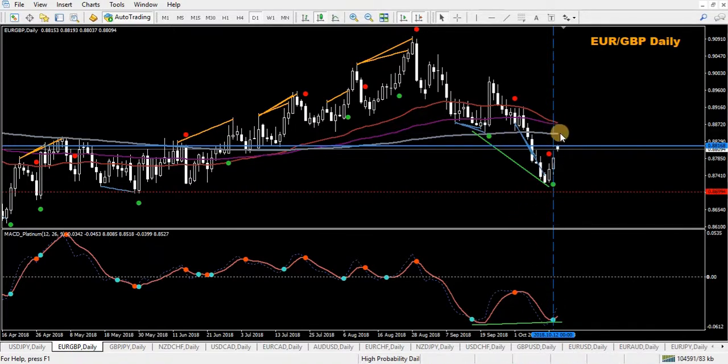MAs are pretty tight and flat, so quite comfortable taking a trade to the upside, but it's just not an ideal setup in my books, but we'll see how it goes. There's plenty of wiggle room. It's a long way below the MACD level, zero level.